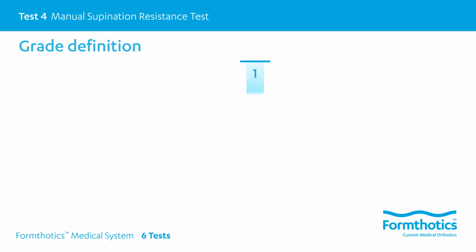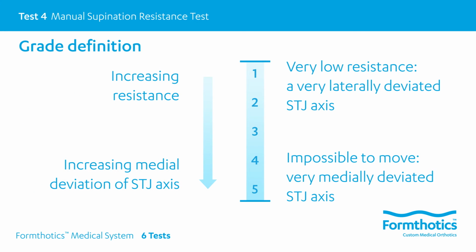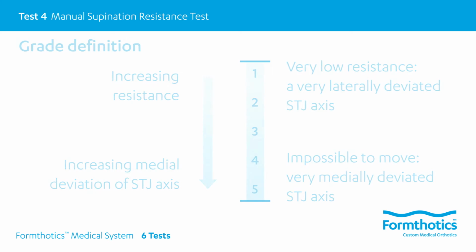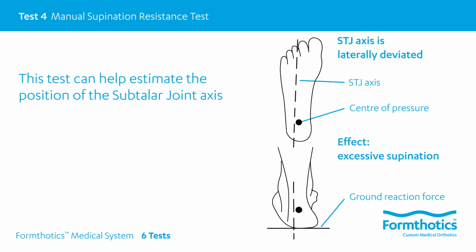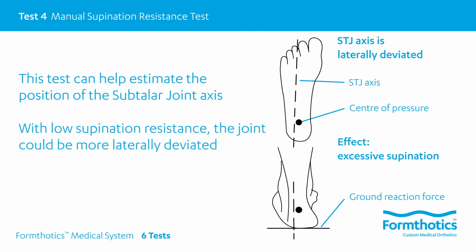The force required for the foot to supinate under manual lifting of the midfoot is graded 1 to 5, with grade 1 being no resistance to very low resistance, and grade 5 the clinician is unable to manually supinate the foot. The manual supination resistance test can help estimate the likely position of the subtalar joint axis. With low resistance to manual supination, grade 1 to 2, the subtalar joint axis could be more laterally deviated, where less force is needed to supinate the foot.